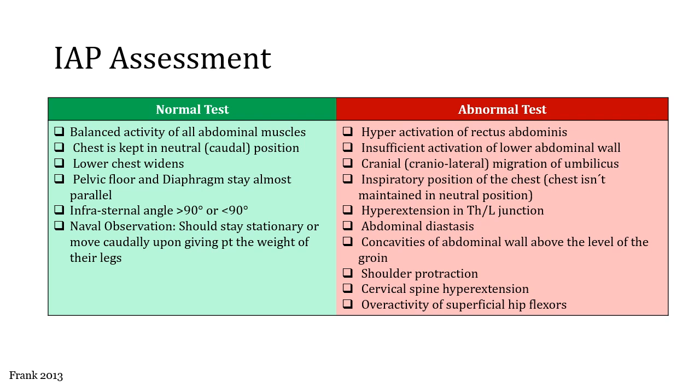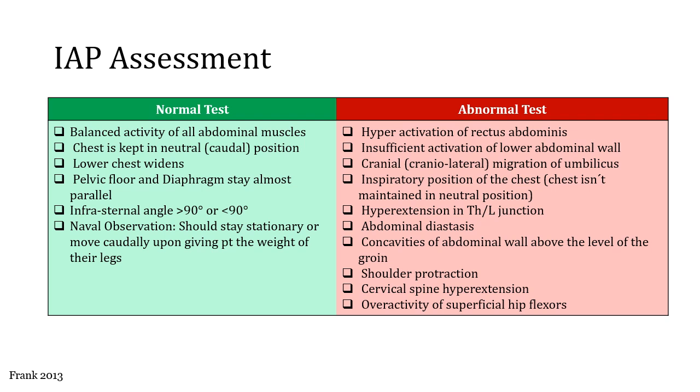Abnormal tests. There are a number of compensations that you may see here, with hyperactivation of the rectus, which would manifest itself with peaks and valleys along the anterior and even the anterior lateral abdominal wall. Insufficient activation of the lower abdominal wall, which can be assessed through palpation right above the inguinal ligament. Cranial and cranial lateral migration of the umbilicus.